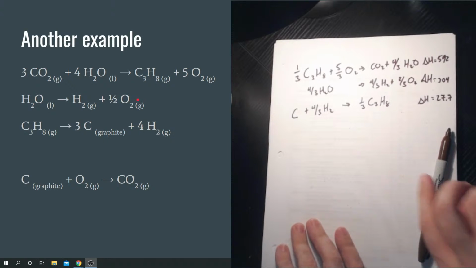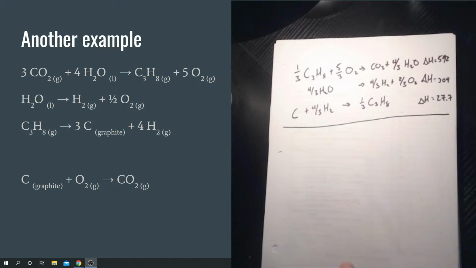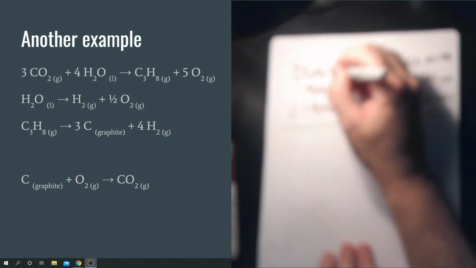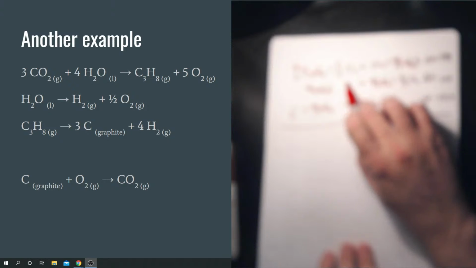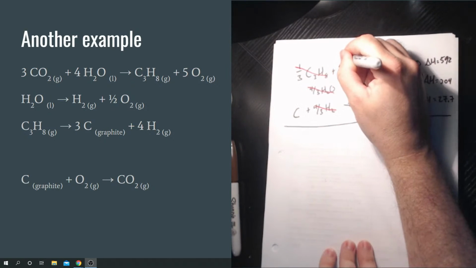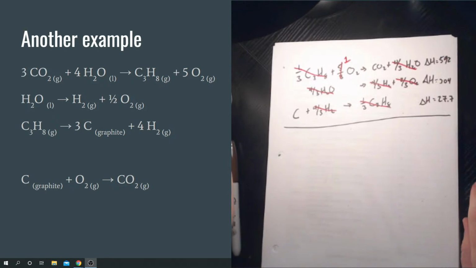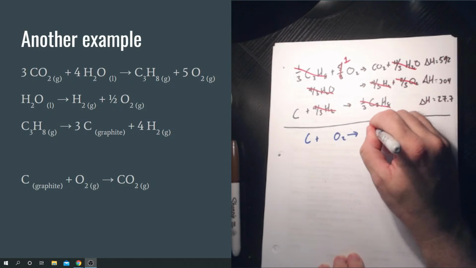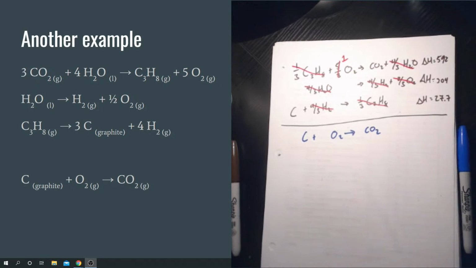Okay. So let's go ahead, cancel everything out. Our 1/3 propane will cancel out. 4/3 hydrogen cancels out. 4/3 water cancels out. Now we have 5/3 oxygen versus 2/3 oxygen. The 2/3 will completely cancel, then 5/3 minus 2/3 leaves us with 1. So our final reaction is carbon plus oxygen yields CO2. Everything worked out just fine. This one is a kind of nasty one because you have to multiply by fractions, but that's perfectly fine. It worked out in the end. You just got to be okay at working with fractions.